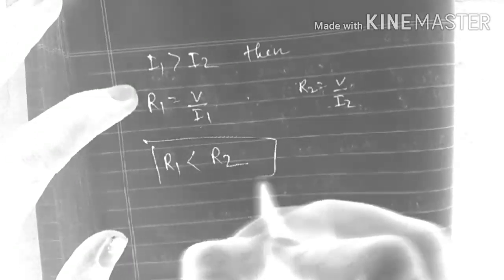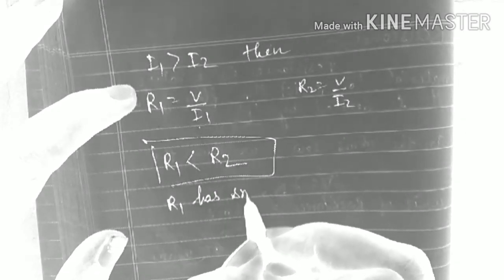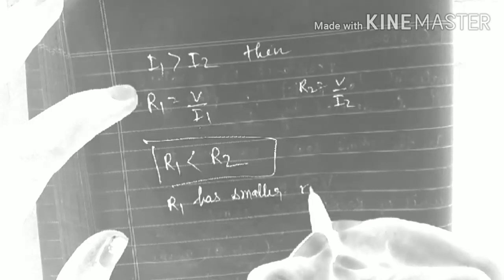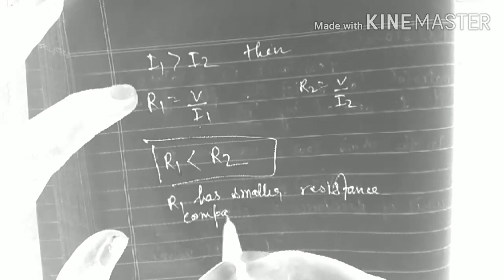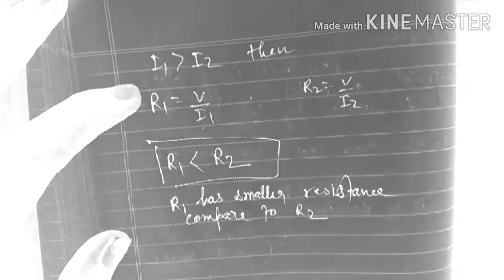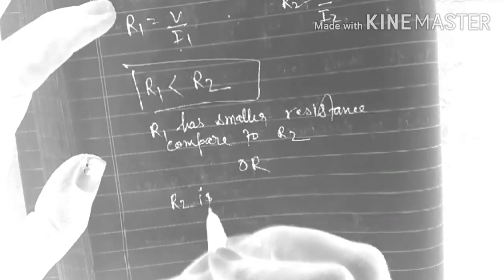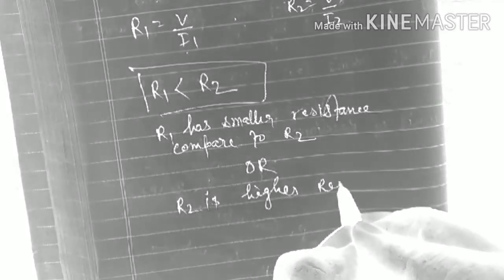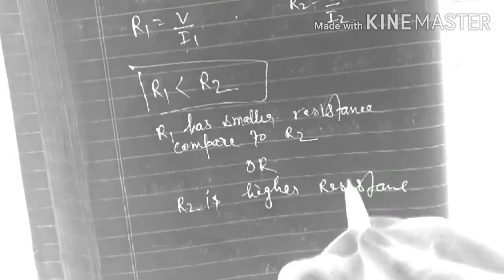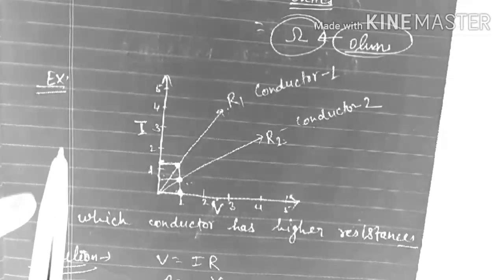That means R1 has smaller resistance compared to R2, or R2 has higher resistance. Okay, it is our important question. So we can discuss example 1.